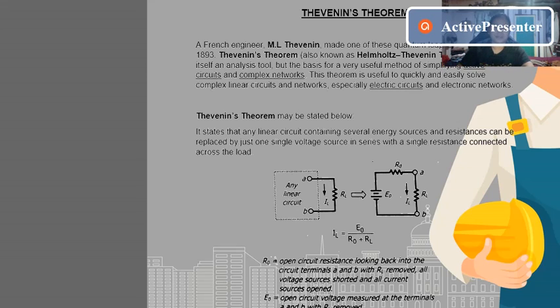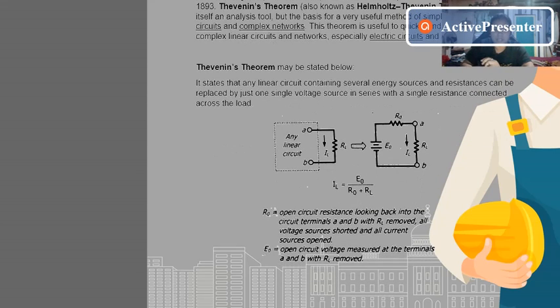So with Thevenin's Theorem, a given linear circuit with many sources can be replaced by one single voltage source. Here is our circuit. Any linear circuit can be transformed into one single voltage source. That's why we have EO, RO, and the formula for solving IL: EO divided by RO plus RL.